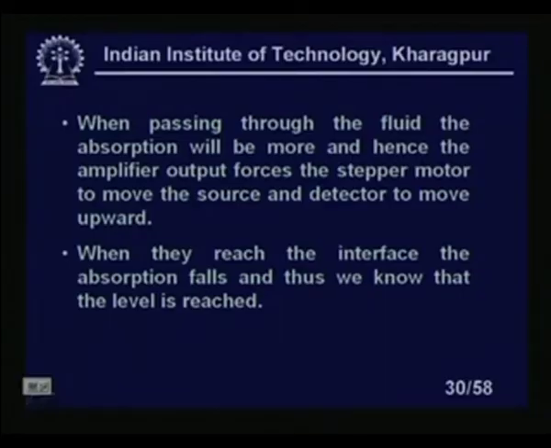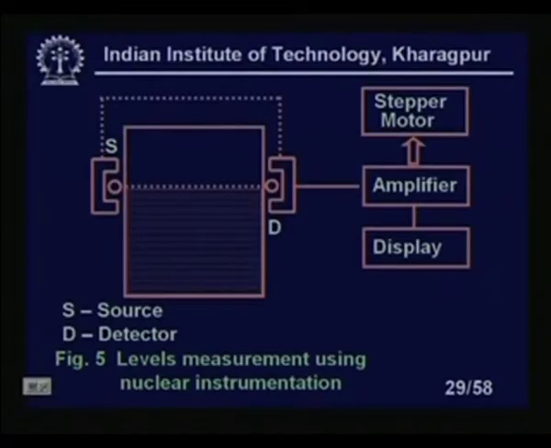So, when passing through the liquid, I have a large absorption by the particles, so I will get a less output, right, at the detector side, and when they reach the interface, the absorption falls. So, now we know the level has been reached. Now, that position can be reflected, where the movement of the stepper motor can be calibrated in terms of level, because even though I am showing you here, in practice, if it is a sealed container, you cannot see the inside. So, the outside should be calibrated.